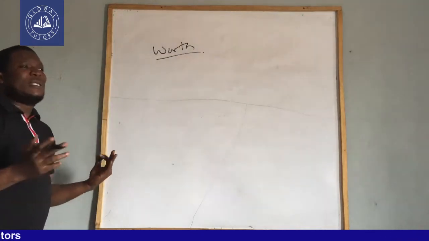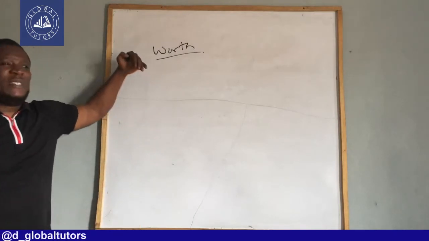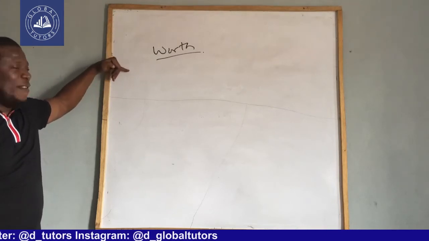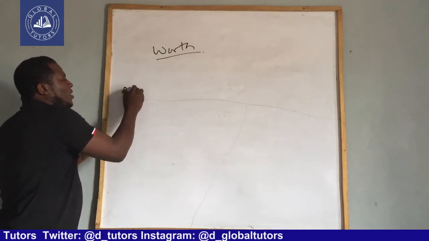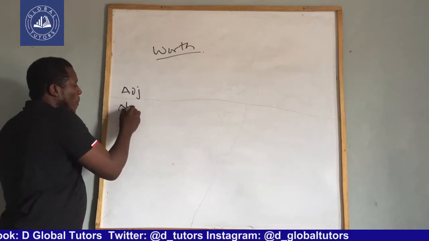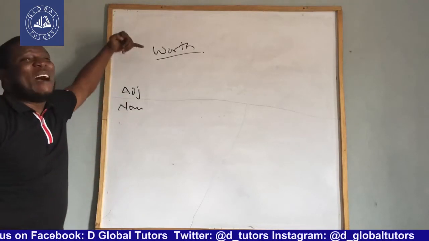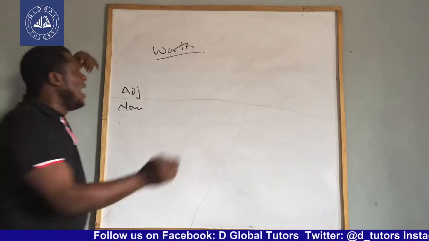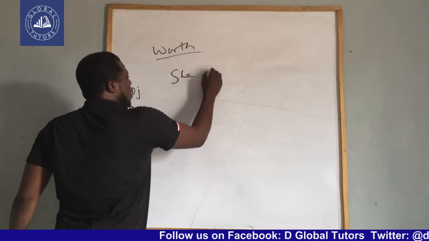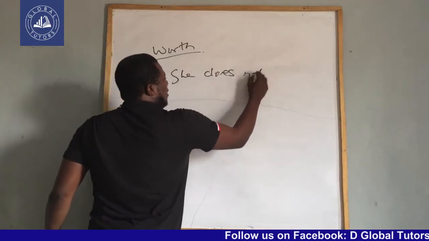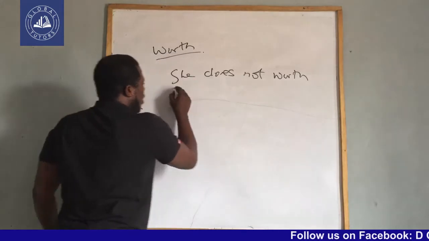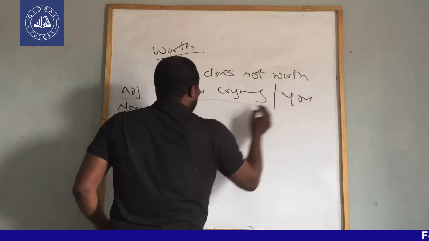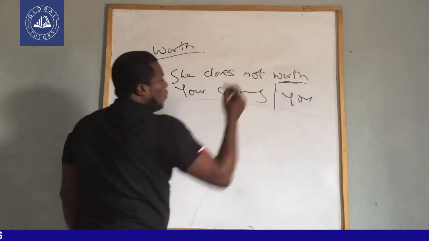Now, a lot of times I have heard people use this word as a verb. Sorry, worth is not a verb. It is either an adjective or a noun. So for this reason, it doesn't have tense. If it doesn't have tense, then it cannot be singular. So anytime you say, "She does not worth your crying," or "She does not worth you," this is a very wrong use of the word worth.